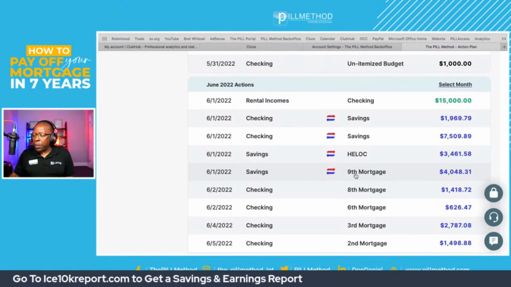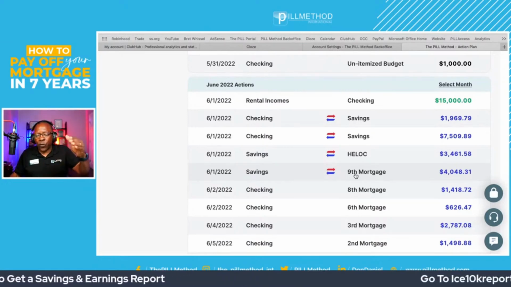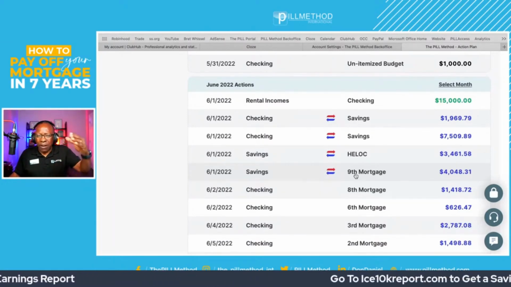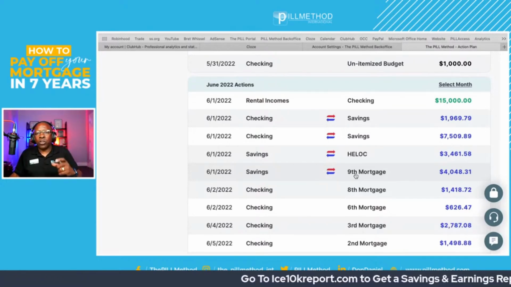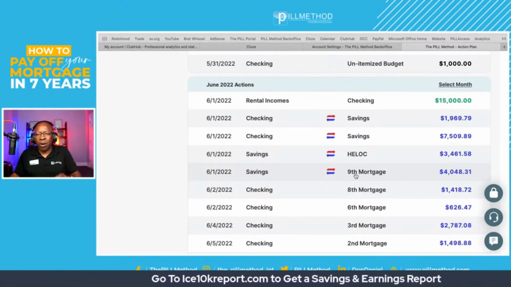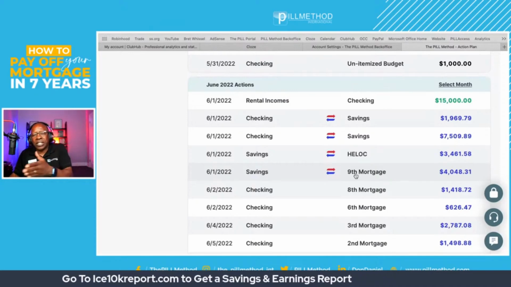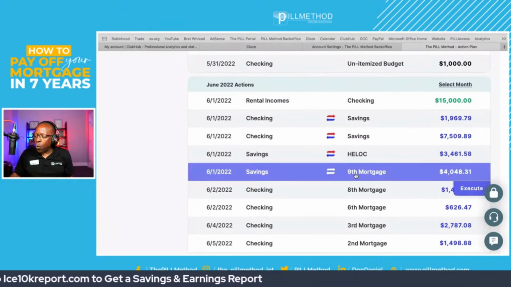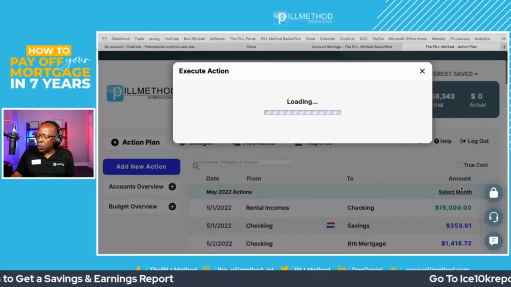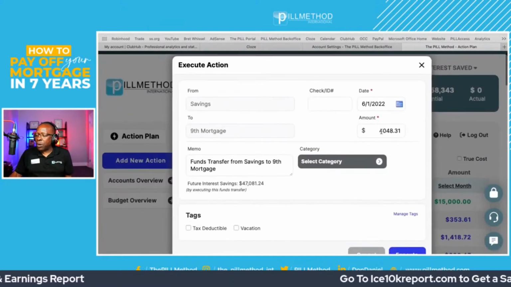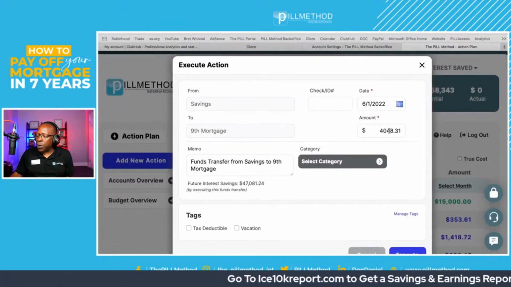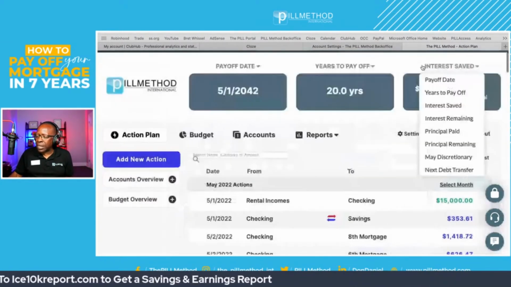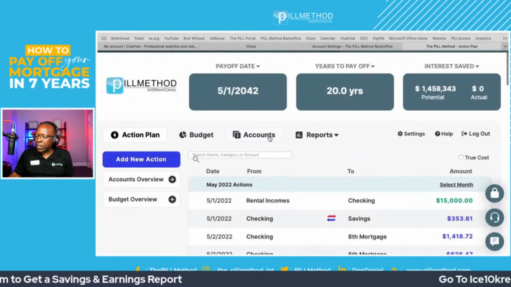Now the program says out of all the rest of the first mortgages, if we have 10 of those, the program chooses mortgage number 9 out of the 10. And we're going to find out why. When we execute that, we get to see that the program says put $4,048.31 on the debt.